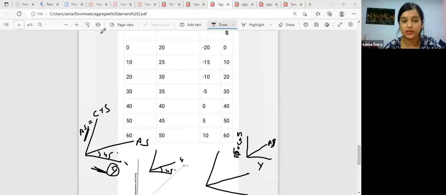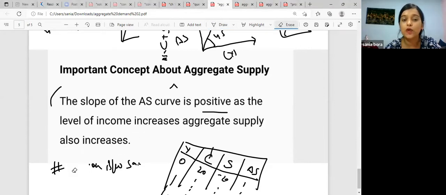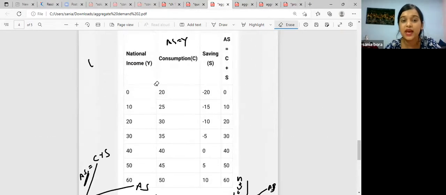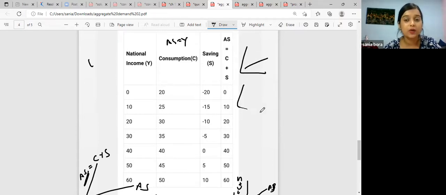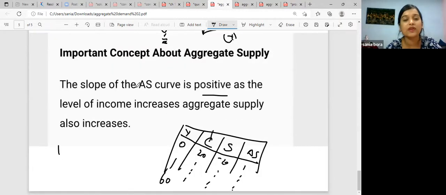Now we'll write a few points, important concepts about aggregate supply. The slope of aggregate supply is positive as the level of income increases, aggregate supply also increases. You can see as your income is rising, aggregate supply is also rising. Why have I written it as a positive slope? Because it is moving upward. The one which moves downwards is a negative slope, but the one which moves upward is a positive slope. So you will write: important concept about aggregate supply. The slope of aggregate supply is positive as the level of income increases, aggregate supply also increases. Hashtag.